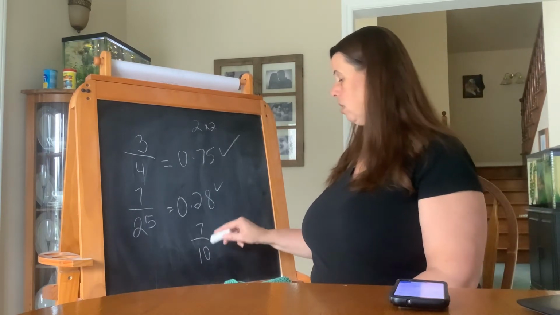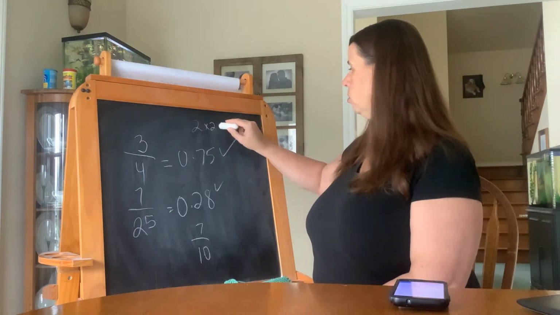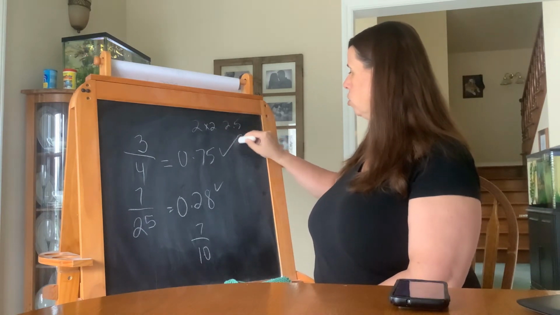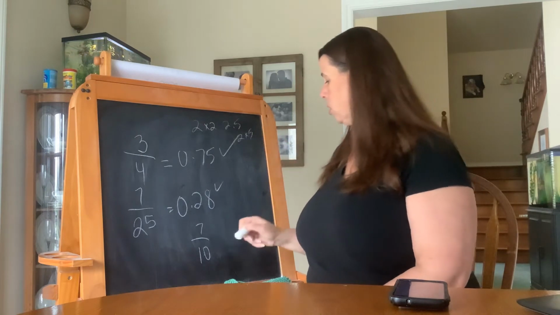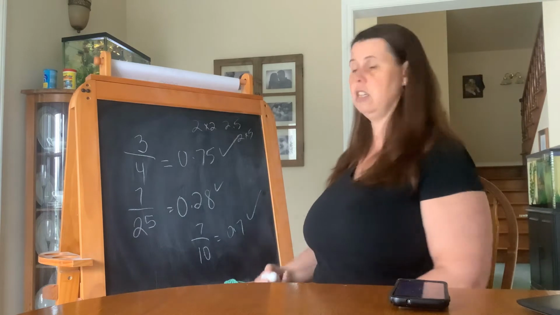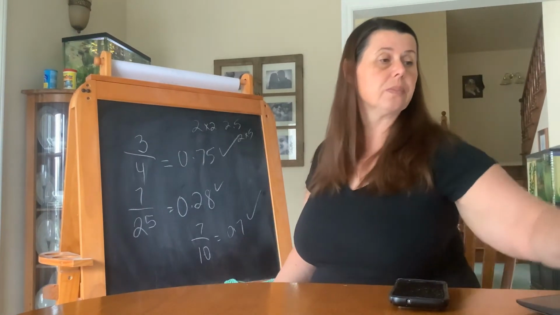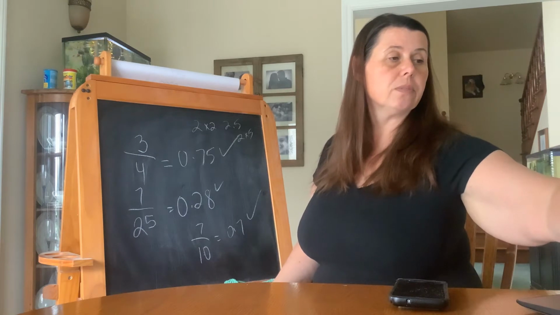7. 2 times 5 is 10, so that's why we're going to use that denominator, because we wanted 2s and 5s. So 2s and 5s gives us 10, and that's 7/10. So yes, it terminates. Okay? That's part E.